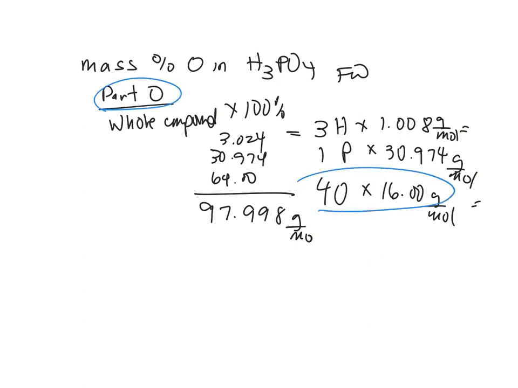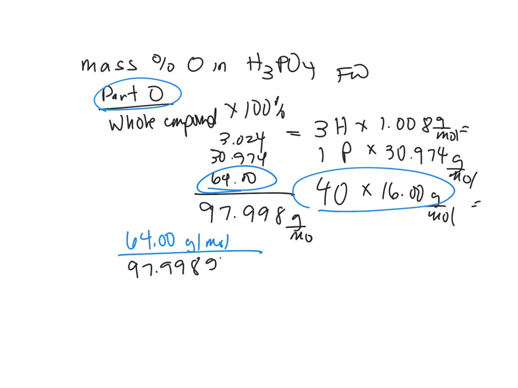So I've got to do the oxygen, which is here, 64 grams per mole, divided by 97.998 grams per mole times 100%. So now 64 divided by 97.998 times 100, I get 65.31%. And that is answer E.